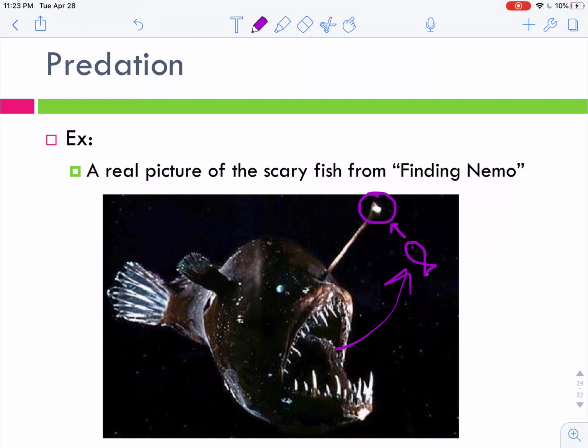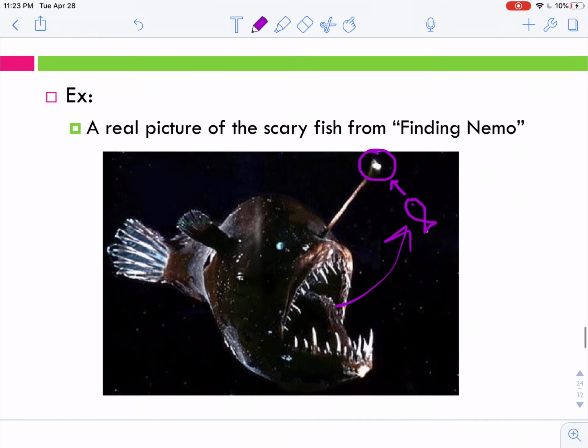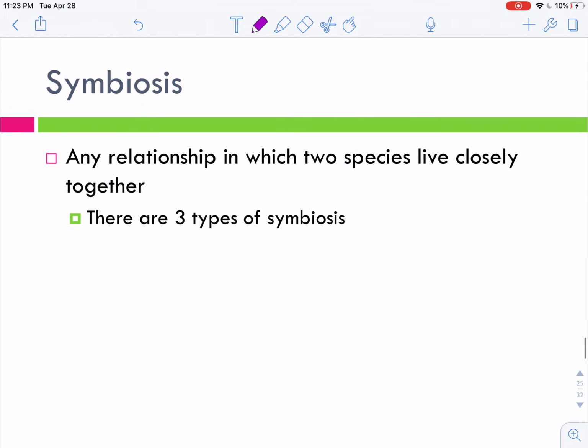So this is called a deep sea angler fish, and that is the scary fish from Finding Nemo. So that's a cool predator that we don't get to see in our daily lives too often. Okay, besides competition, besides predation, there's another way that organisms can interact, and that is symbiosis. Symbiosis means anytime organisms live closely together, and there are 3 different kinds of symbiosis.